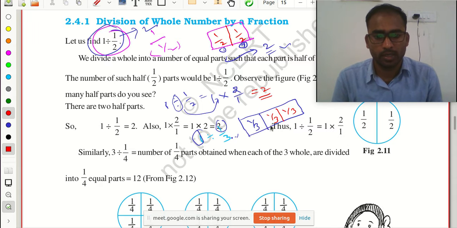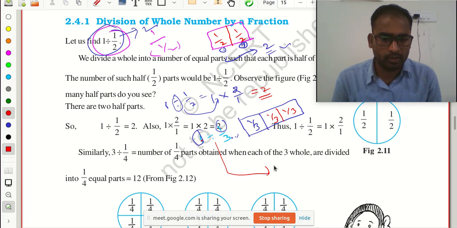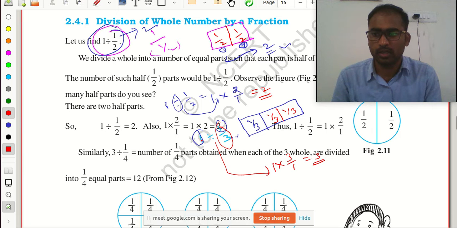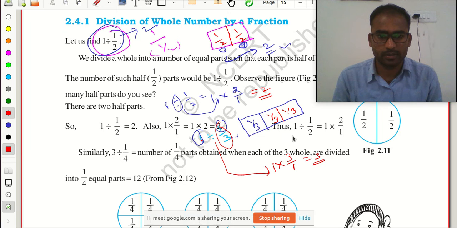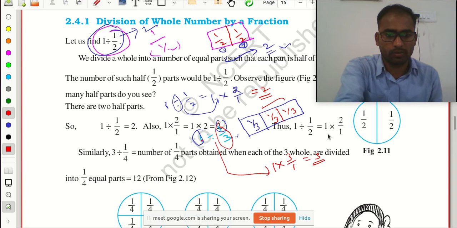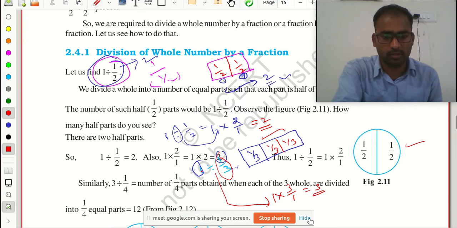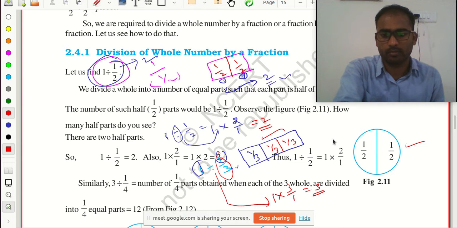Clear? Then I need to find its value. Here 1 stays 1, and the division becomes multiplication. What is the reciprocal of 1 by 3? We already learned it is 3 by 1. So 3 times 1 is 3. In total I am getting 3 parts. Is that true? Yes. If you see here, 1 divided by 1 by 2 we can show in this way also.